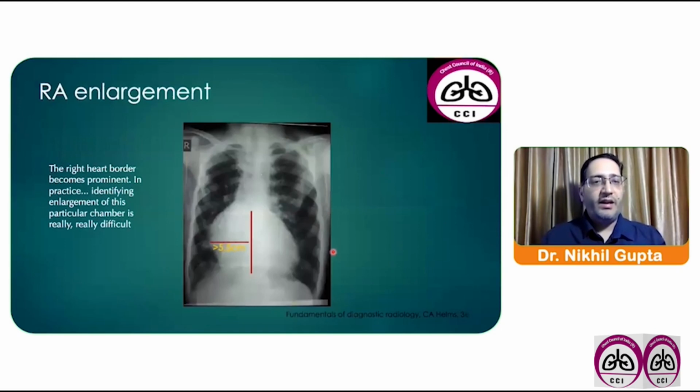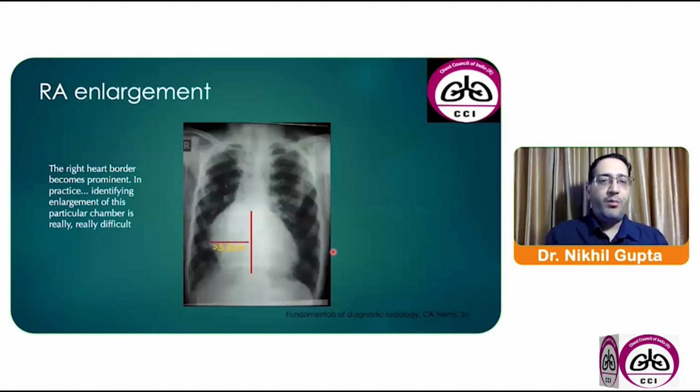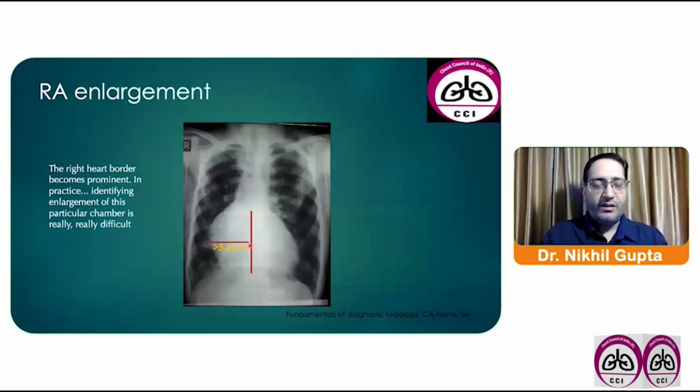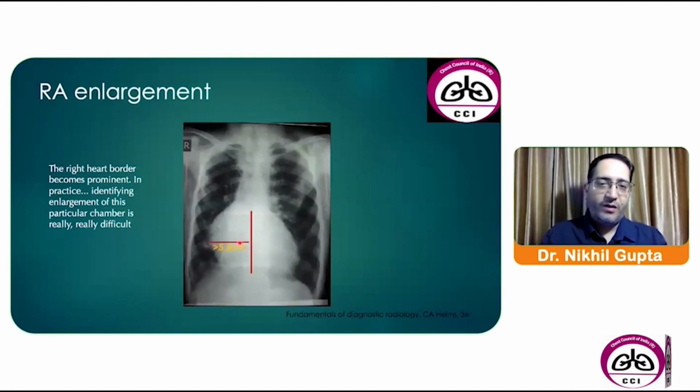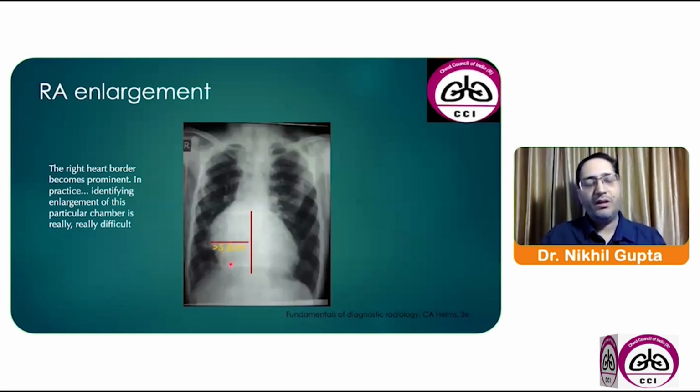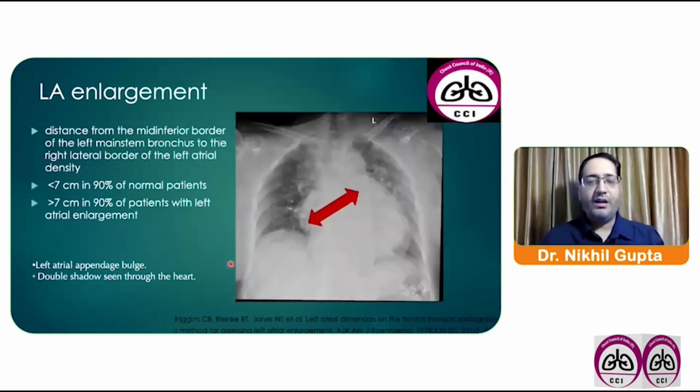Coming to right atrial enlargement. The right heart border becomes prominent. In practice, identifying the enlargement of this chamber is very difficult, and this is seen by the distance from midline to the right border of the heart, which should be less than 5.5 centimeters. If it is more than 5.5 centimeters, then it is right atrial enlargement.